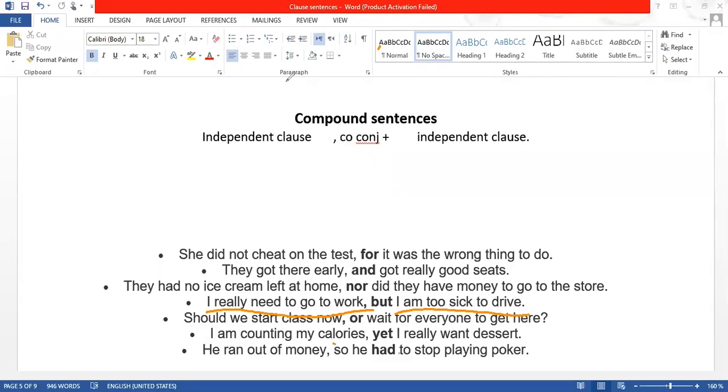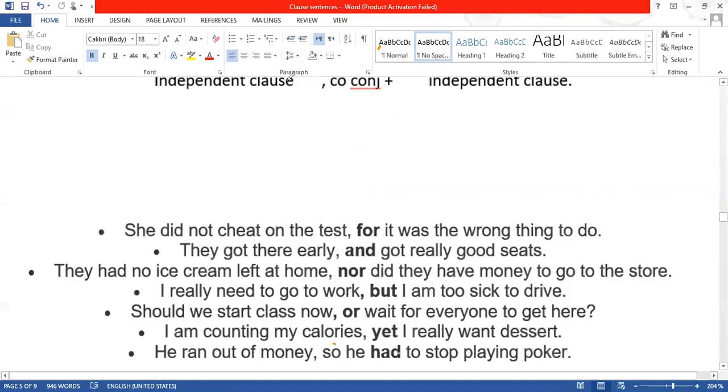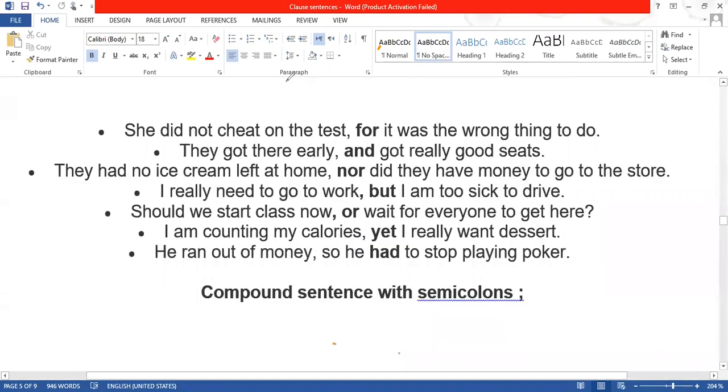Okay, another one: should we start class now or wait for everyone to get here? Should we wait for other people or just start the class? You already know how to use this "or." If you want me to, I will explain it, but I should not because this is very simple. Okay, the second last one is again a little bit confusing.